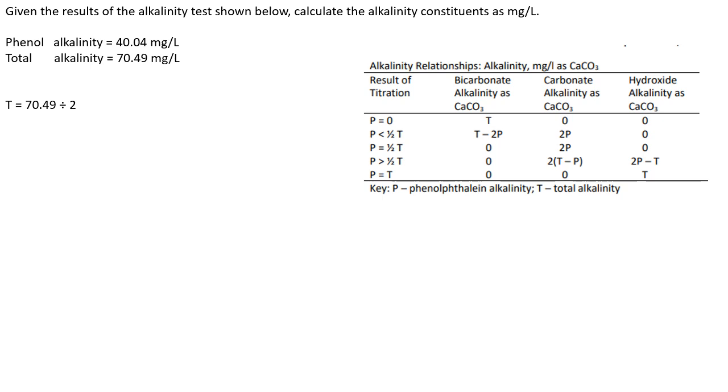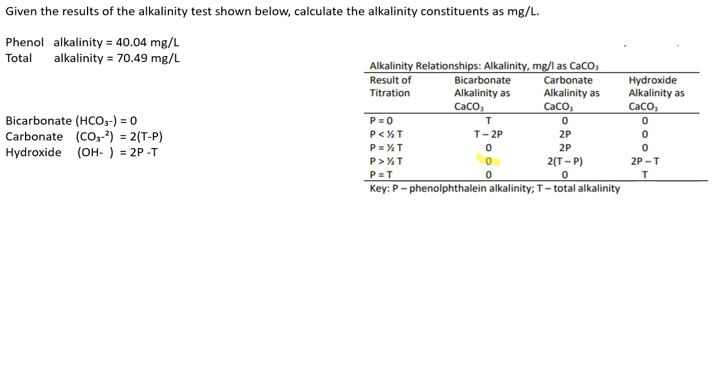70.49 divided by 2, and that gives you 35.245, which means the P alkalinity of 40.04 is greater than half the total of 35.245. So that means you're going to be using row number 4. P is greater than 1/2 of T. So again, based on row 4, bicarbonate alkalinity is equal to 0. The carbonate alkalinity is equal to 2 times the total minus the P alkalinity. And the hydroxide alkalinity is 2 times the P alkalinity minus T alkalinity.